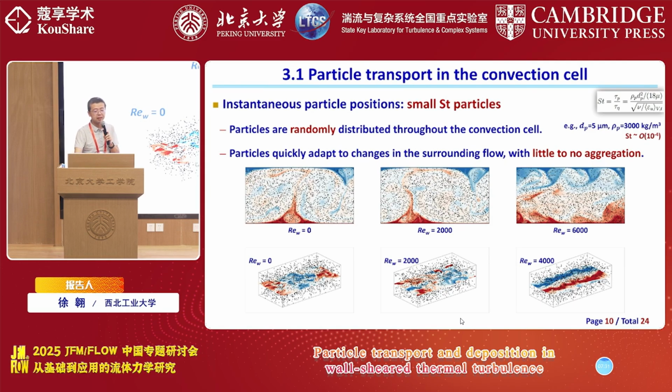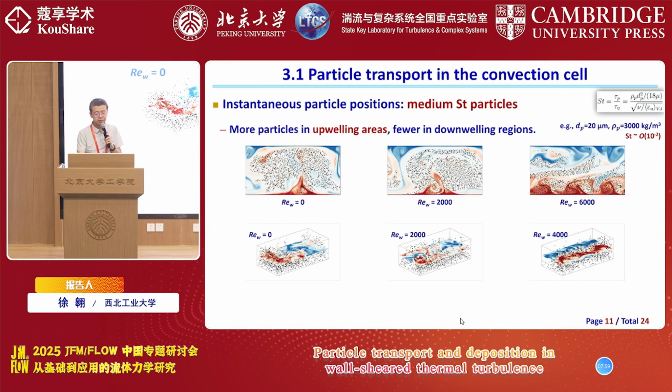Okay, these are for the case of small Stokes number. A small Stokes number means the particles either have a small density or a small diameter. In this case, we can see that all the particles are randomly distributed throughout the whole convection cell. There is little or no aggregation, both for the 2D case and the 3D cases.